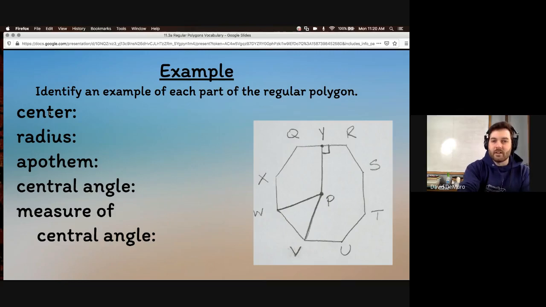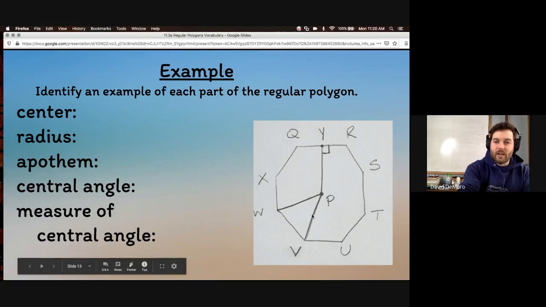So the center is going to be point P. This is the center of the circle or the center of the polygon. The radius would be a segment that goes from the center to a vertex, and there's 2 of them shown here. From P to W, that segment PW is a radius, and also PV, that is a radius too, because it starts at P, ends at V.